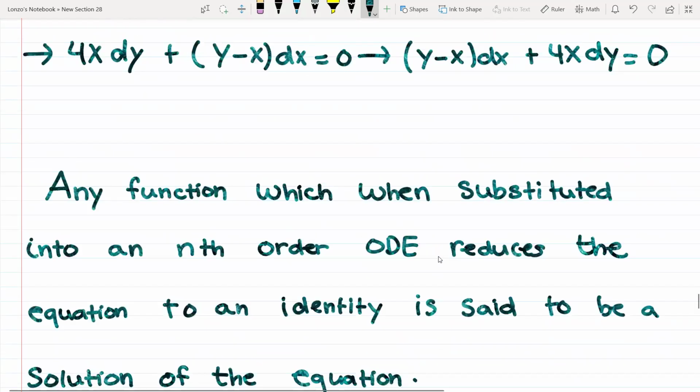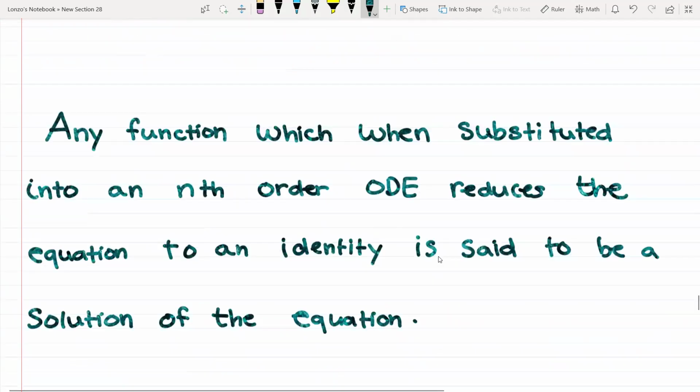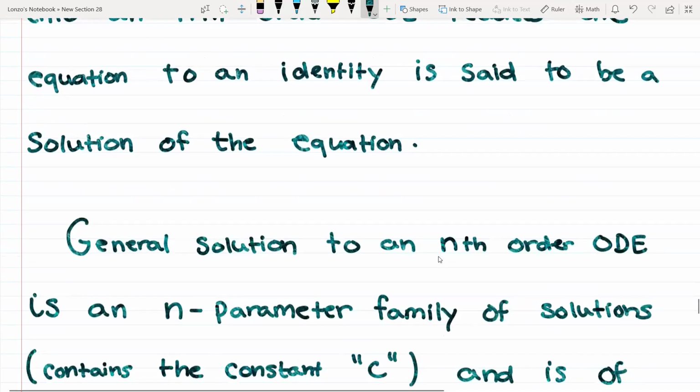Okay, so any function when substituted into an nth order ordinary differential equation, or ODE, reduces the equation to an identity, and is said to be a solution of the equation. So now we're talking about solutions. As you recall, a solution in a differential equation is an equation. It won't be a coordinate like you're used to in linear algebra.